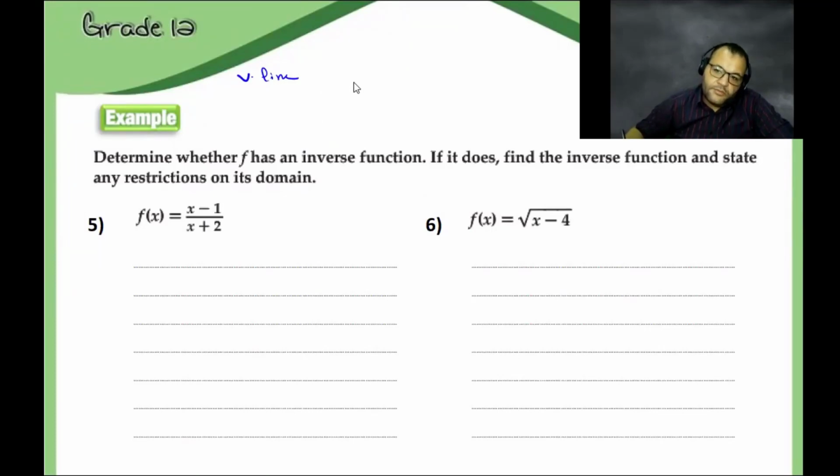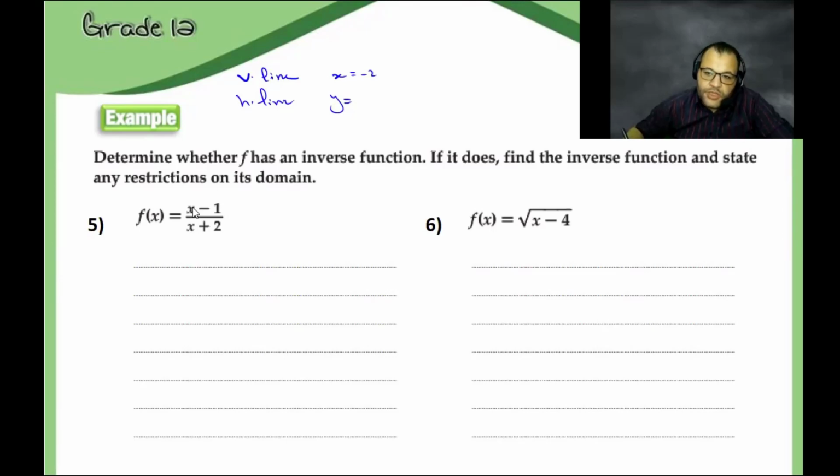Because it's a fraction, we have a vertical line. What is the vertical line of asymptote for this one? X equals negative 2. And we have a horizontal line, which is y equals... what is the value of y? 1. Why 1? Because the two degrees are equal.